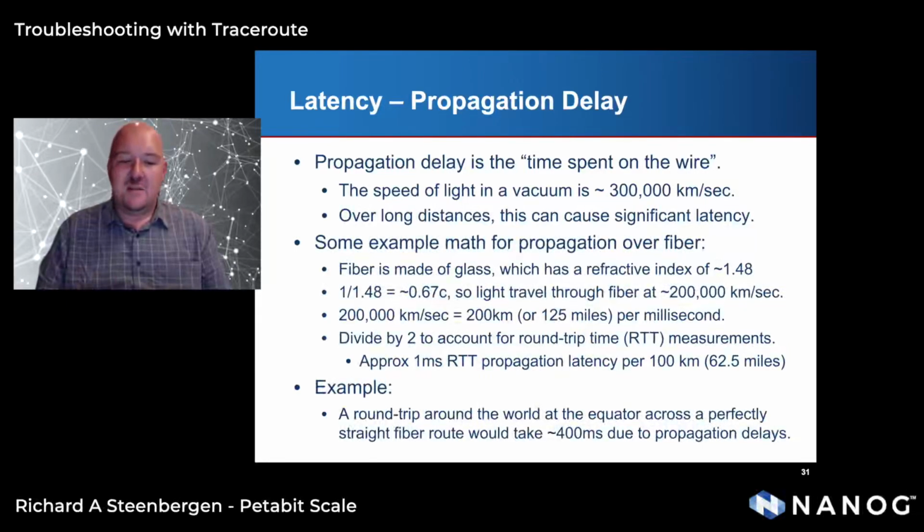So 200,000 kilometers per second is 200 kilometers per millisecond. And then if you are looking at it the way that you look at it in traceroute, you have to divide that in half to account for the round trip time. So a good ballpark is that you should see 1 millisecond of round trip time propagation latency show up per 100 kilometers of fiber that you've spanned. So as an example, if you were to go all the way around the world at the equator and then come all the way back on a perfectly straight fiber route, that would take about 400 milliseconds. So it becomes pretty significant to cross large distances.